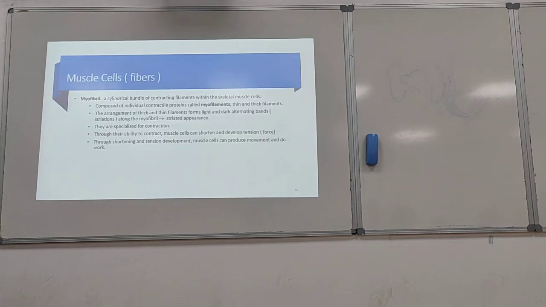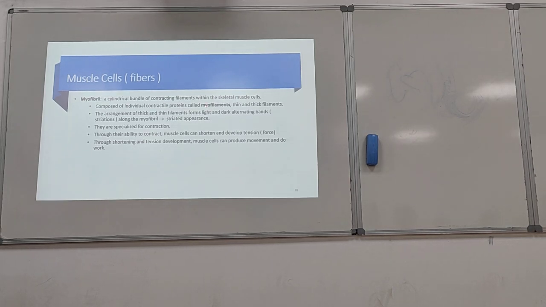So myofibril, it is a cylindrical bundle of contractile filaments within the skeletal muscle. It is made up of myofilaments which are thin and thick. The arrangement of thin and thick filaments makes the light and dark bands, like Dr. Ahmed's shirt. This is called striated appearance, and you gave me the Arabic word. They are specialized for contraction. Who contracts? Myofibril. Through their ability to contract, muscle cells can shorten and develop tension.